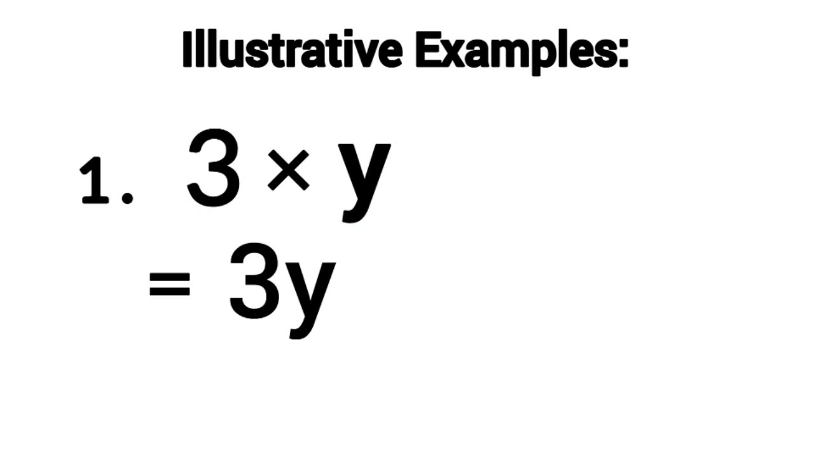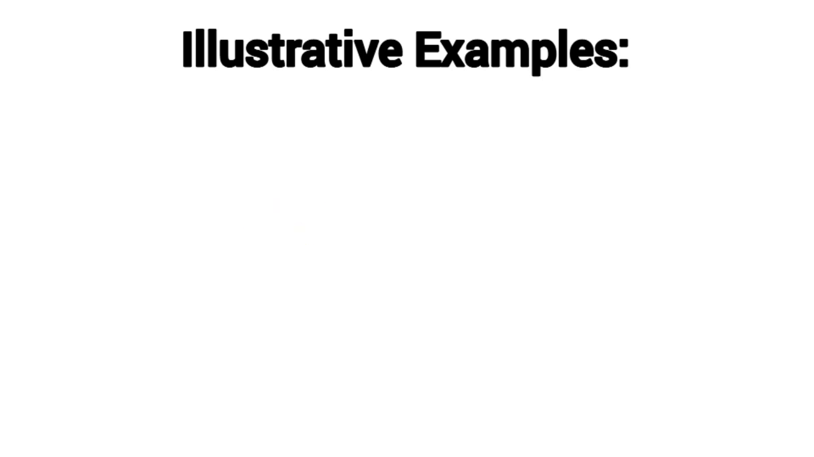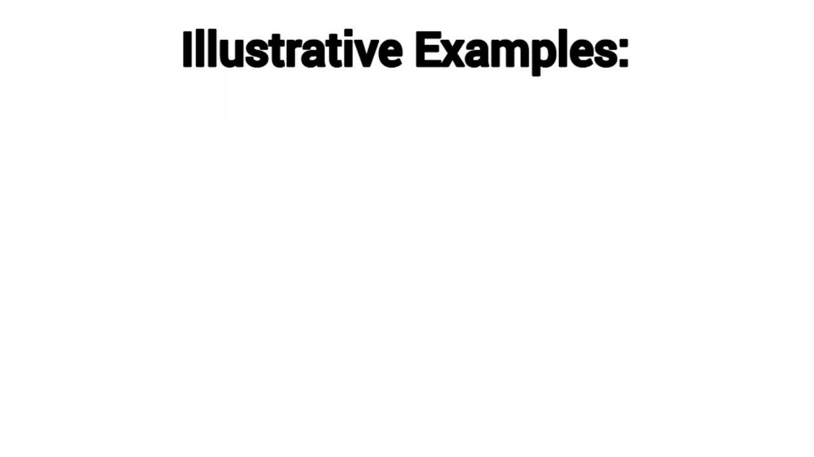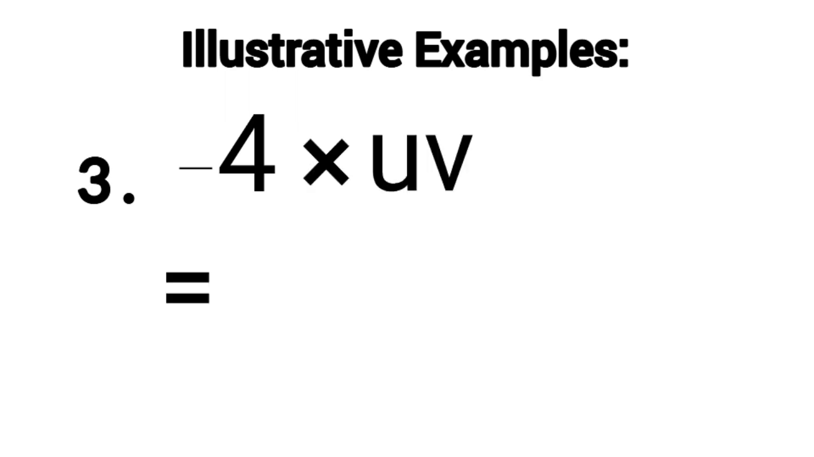Please note that in the final answer, the number must be written first before the variable. Example 2. 5 times a squared will be 5a squared. And finally, example 3. Minus 4 times uv will give you minus 4uv.